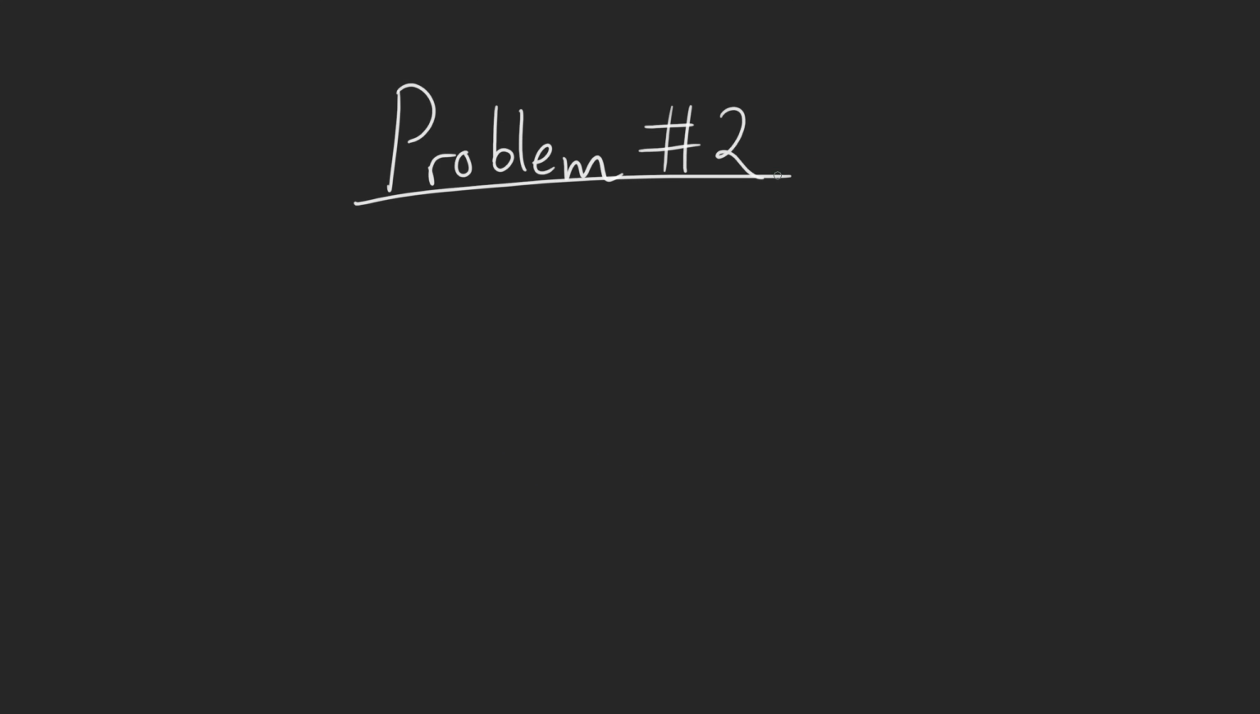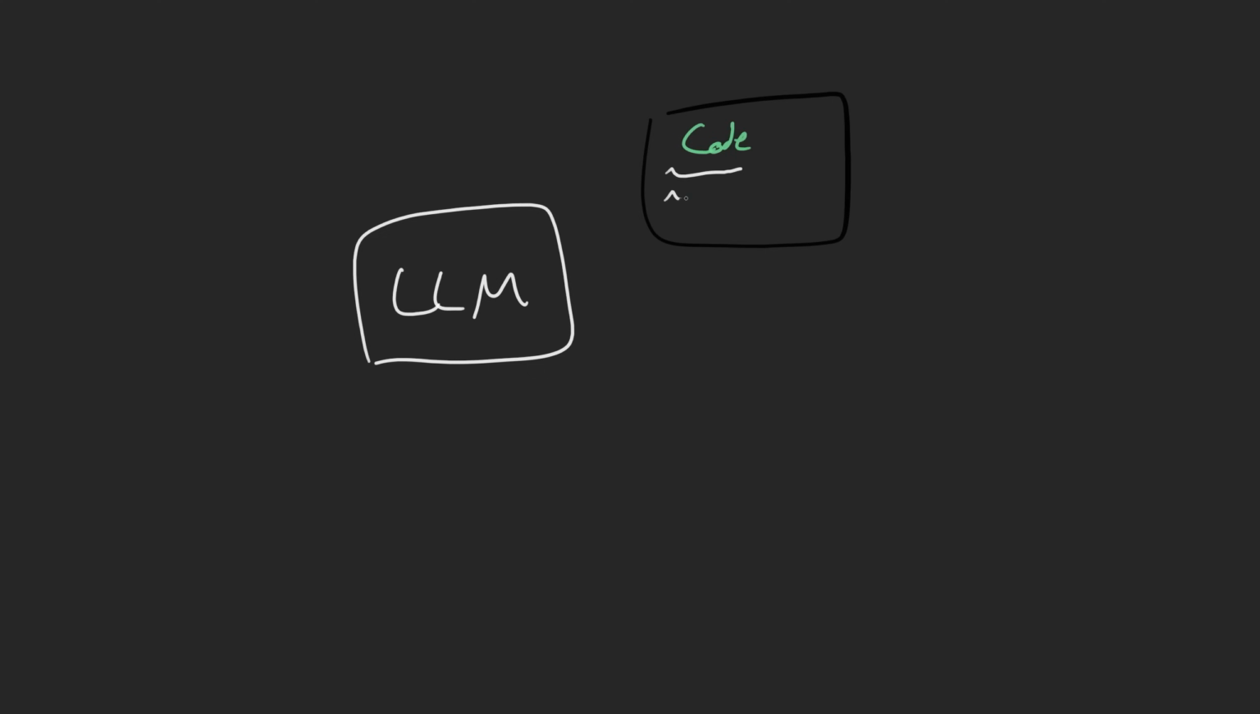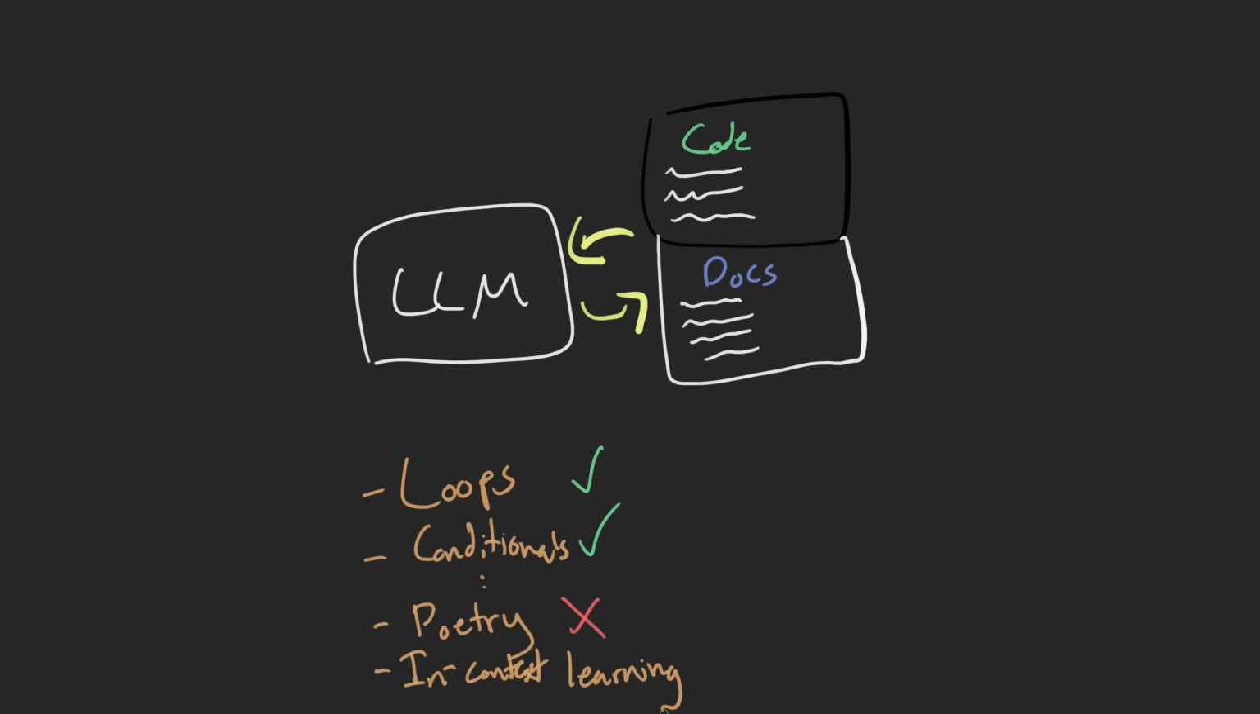And the second critical shortcoming of in-context learning specifically is that the scope of what a model can learn in context is limited by the model's pre-training data. Let me explain what I mean by this with an example to clarify. If we were to train an LLM on primarily code and documentation, we would expect it to know about things like loops and conditionals. And we would expect it to be good at programming, but, you know, not so good at something like writing poetry because, well, it wasn't trained on poetry. In the same way that understanding loops and conditionals are skills that a model can learn, in-context learning is just another skill that a model can learn.